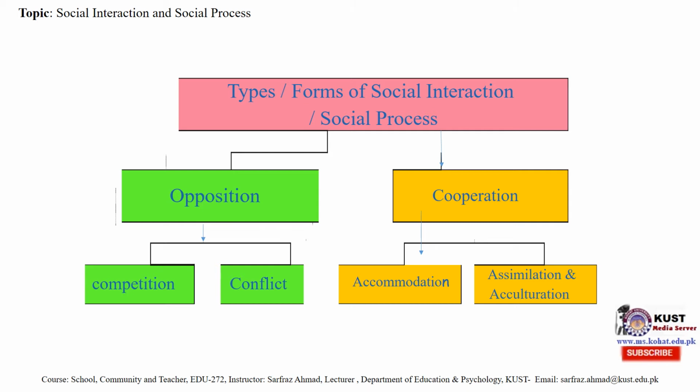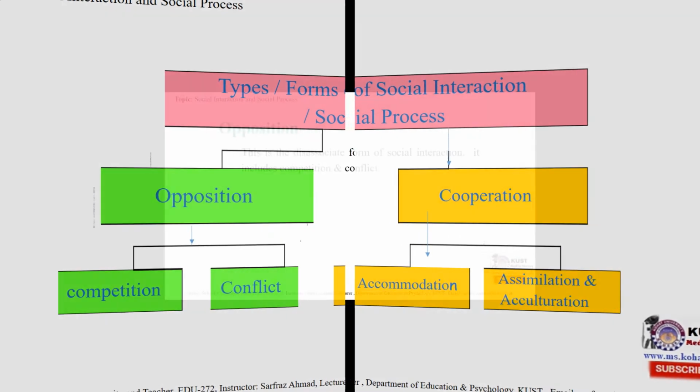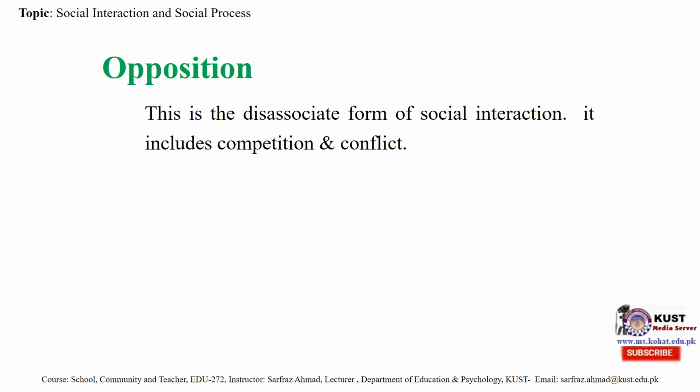So there are different forms or types of social interactions or social processes. There are two main types, opposition and cooperation. In opposition, there are two types, competition and conflict. And in cooperation, there are accommodation, assimilation and acculturation. Now we shall define what opposition is.